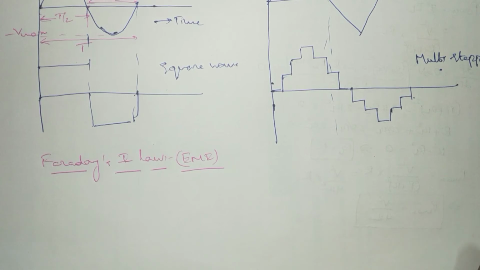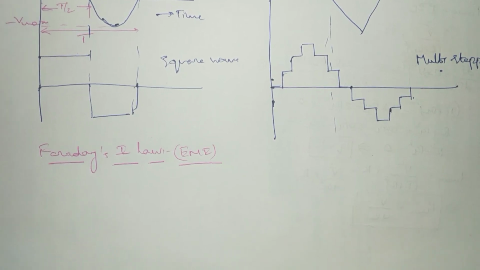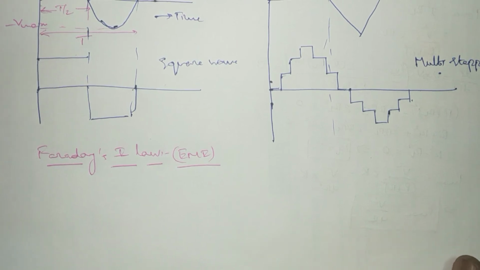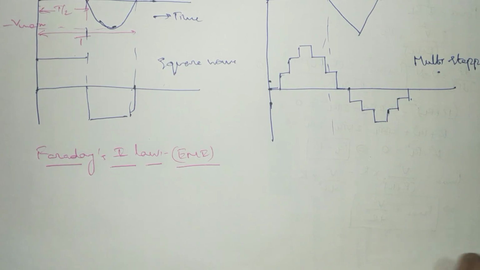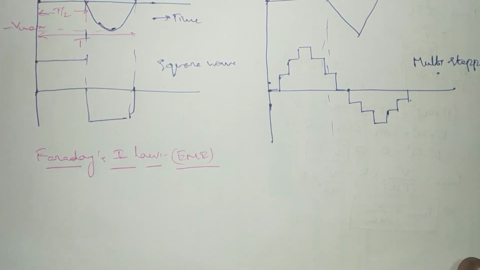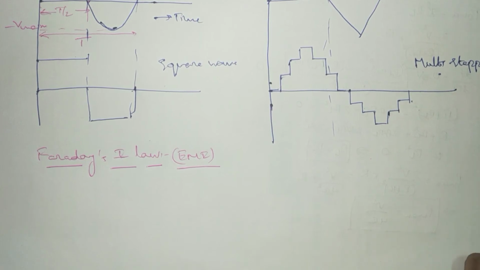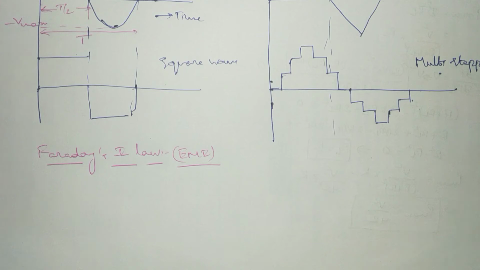This states that whenever a conductor cuts the magnetic flux, EMF or electromotive force is going to be induced in it. As simple as that. We can have some examples like a generator, DC generator, or some transformers, which are going to work on the principle of Faraday's laws of electromagnetic induction. And here I am going to apply this.